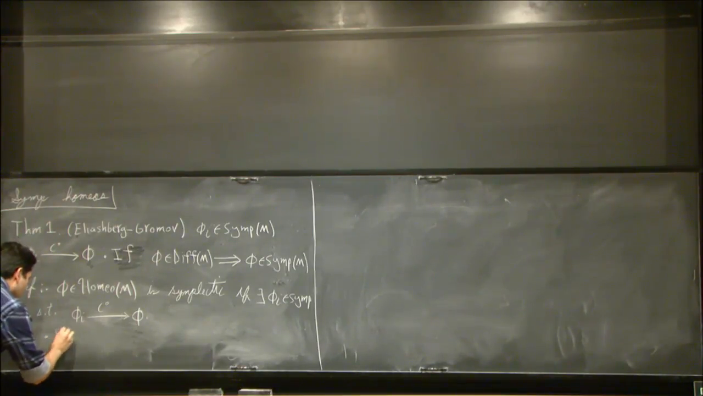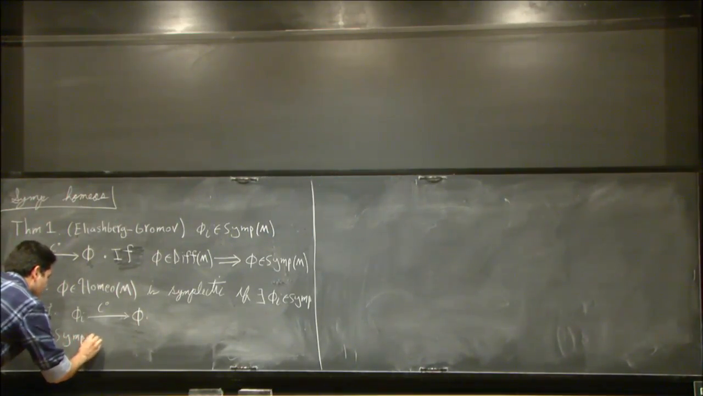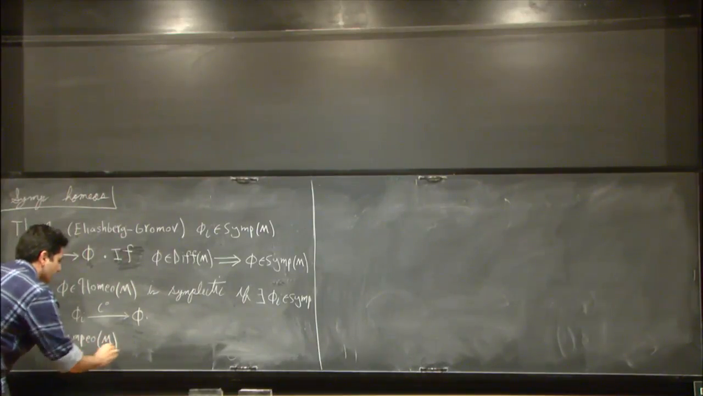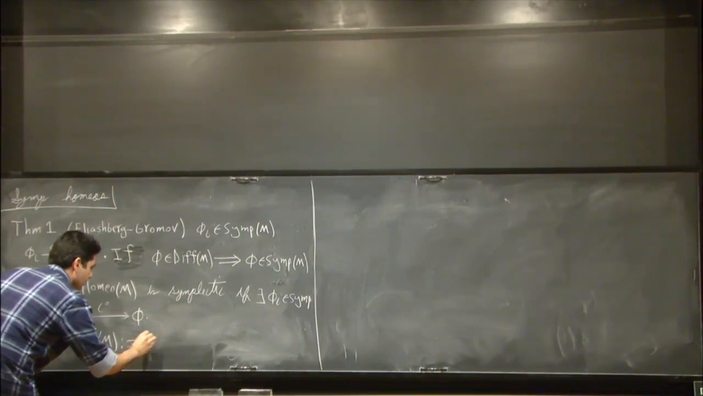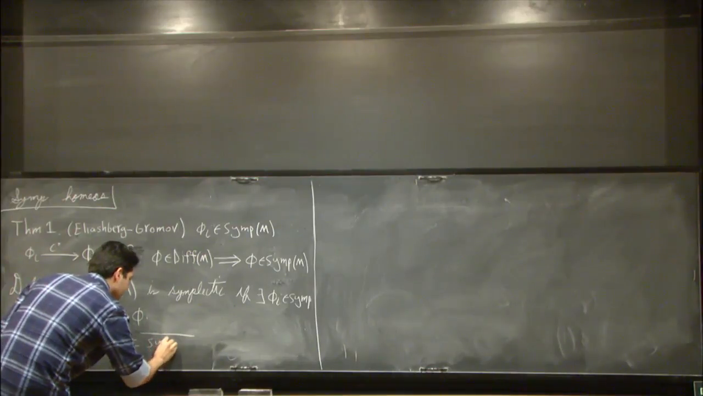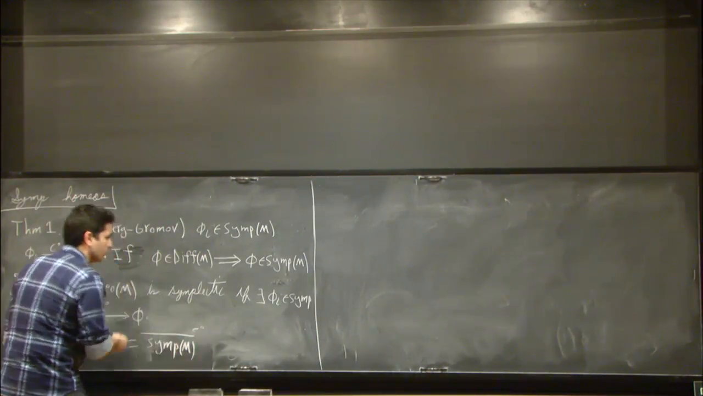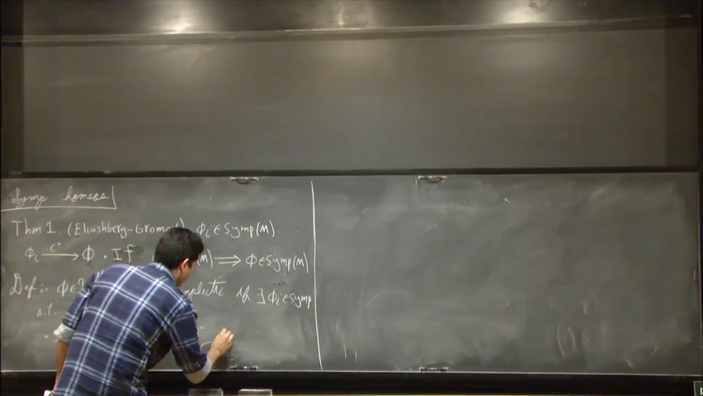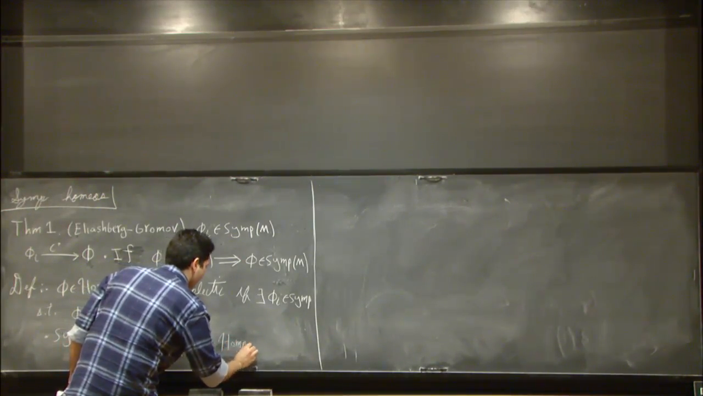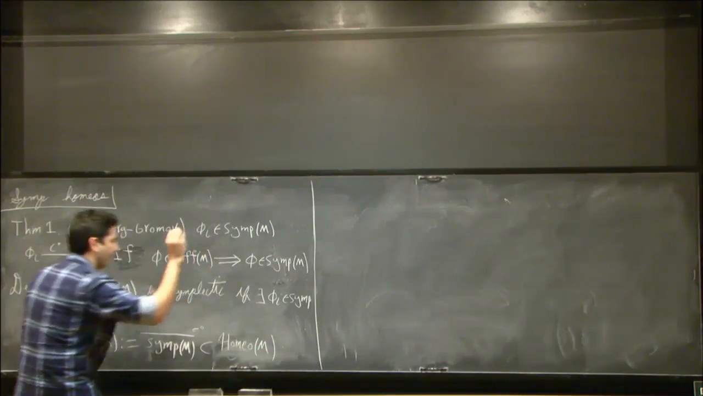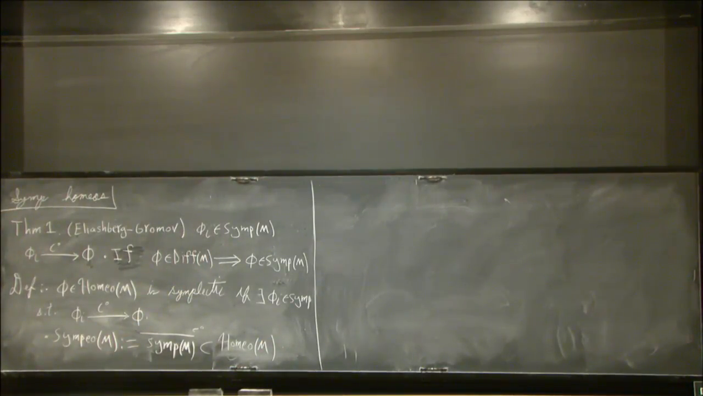So here's some notation: the set of symplectic homeomorphisms of M. This is just notation. You take the closure of symplectomorphisms, and I'll just put C0 here, so with respect to C0 limits inside homeomorphisms. Okay, so these are symplectic homeomorphisms.